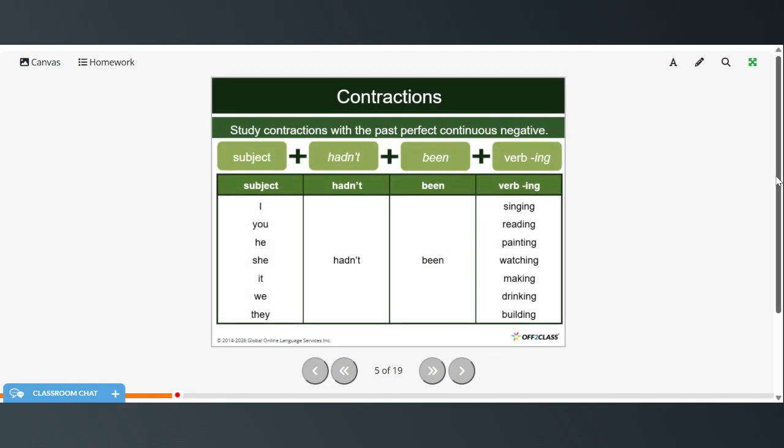You can also use a contraction. The contraction hadn't, but otherwise the structure is the same. It's the subject plus hadn't plus been plus the ing verb. I hadn't been singing, you hadn't been reading, he hadn't been painting, she hadn't been watching, it hadn't been making, we hadn't been drinking, they hadn't been building.